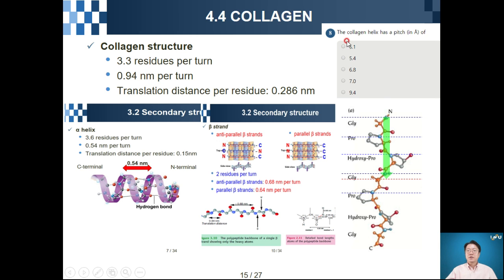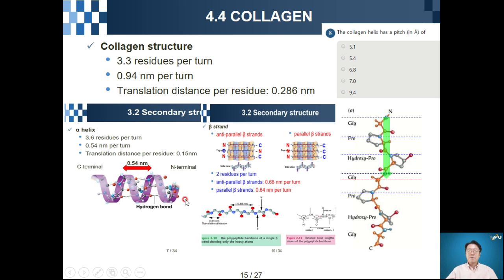Okay, so it means that the collagen helix has a pitch in angstrom, meaning 9.4 angstrom. So the translational distance per residue is 0.286 nanometer. So when we compare the collagen structure and the alpha helix, based on the translational distance, in the alpha helix, one residue progresses 0.15 nanometer. In collagen, they progress 0.286 nanometer. It means that it is nearly two times larger than the alpha helix. The collagen helix is two times larger than the alpha helix.